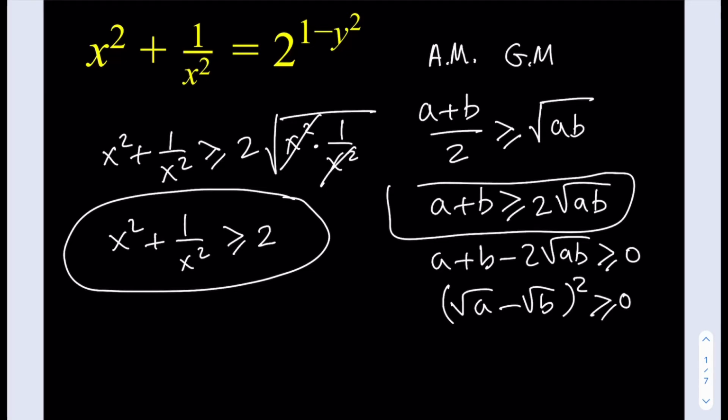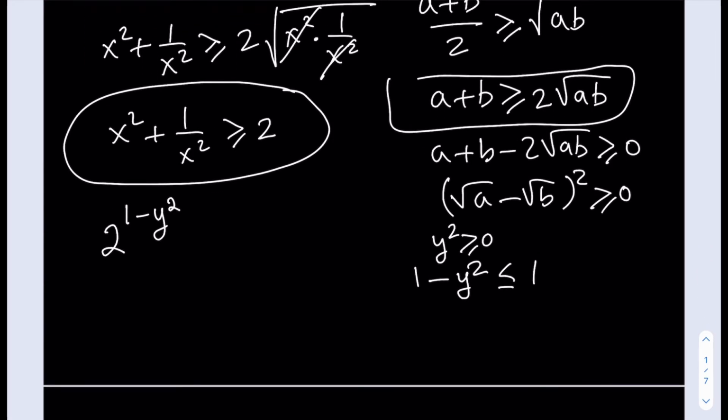But do we have more information on the right-hand side? Yes, we do, because now this is a different scenario. We have 2 to the power 1 minus y squared. Now, what do we know about this? Well, y squared cannot be negative, right? So y squared is always positive or 0, which means that if you subtract it from 1, the answer can be 1 or less than 1, right? So basically, we can safely say that 1 minus y squared is always going to be less than or equal to 1, right? Because you're subtracting a positive quantity, and the highest it can be is 1.